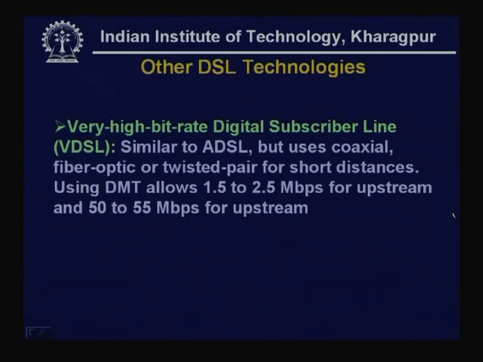Finally, very high bit rate digital subscriber line, VDSL, is similar to ADSL, but it can use coaxial, fiber optic or twisted pair wire for short distances, and using this DMT modulation technique that I have explained, it allows you 1.5 to 2.55 megabits per second upstream and 50 to 55 megabits per second downstream.